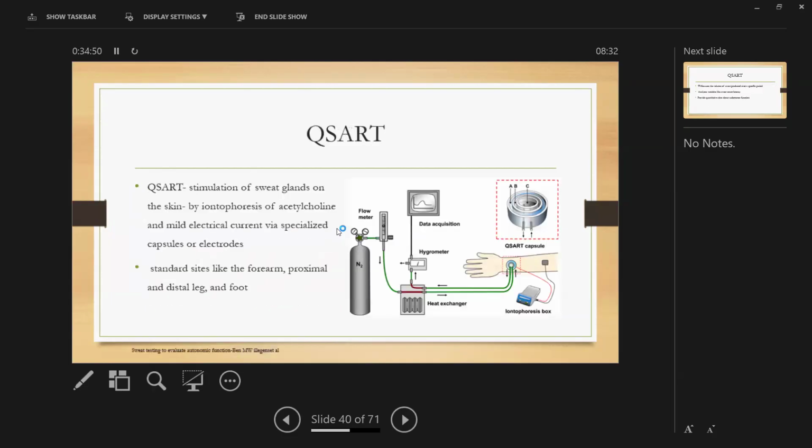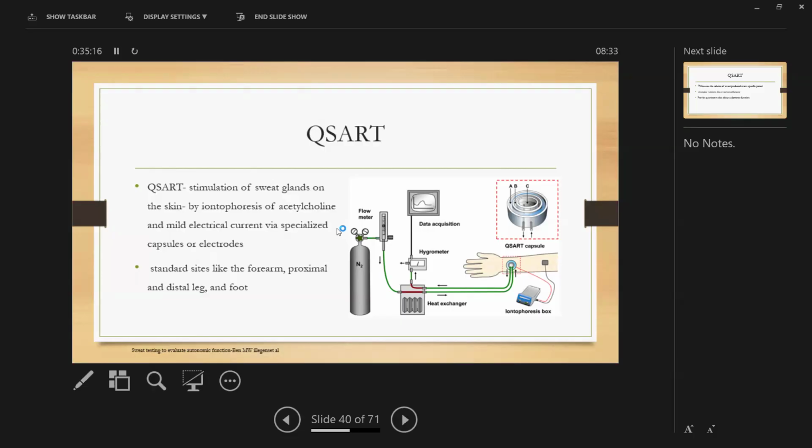So the next thing we are thinking of is the quantitative sudomotor axon reflex test. As the name indicates, we are quantitatively measuring the sweat. There are capsules called QSART capsules. We will place them over sweat-producing areas, for example in the hand, and we will directly stimulate the postganglionic neurons and sweat glands by iontophoresis.